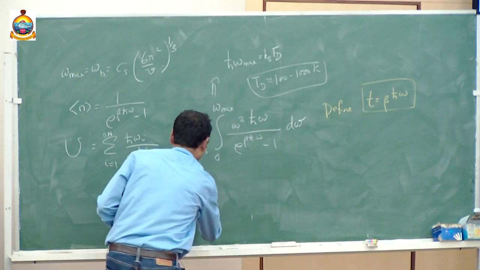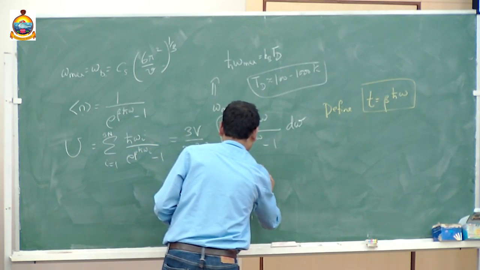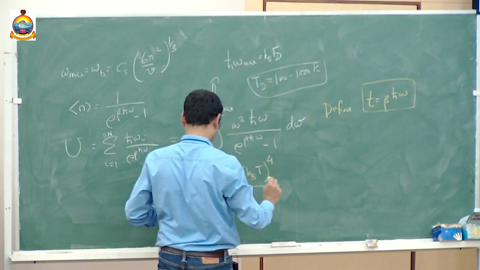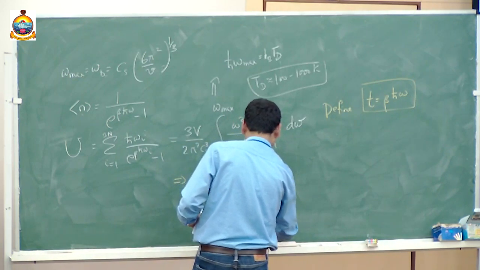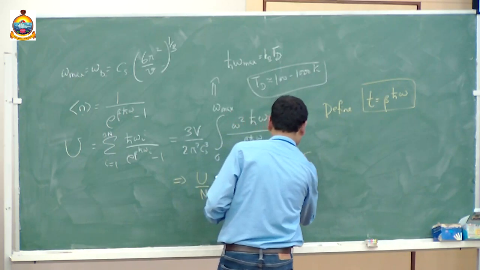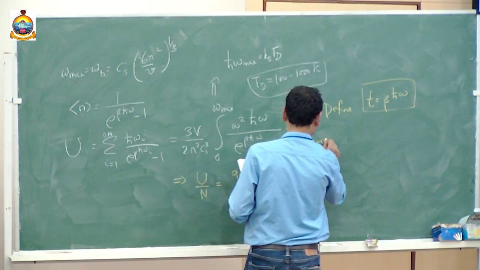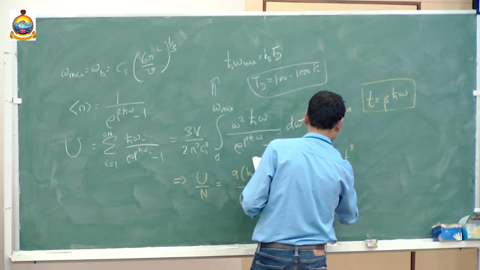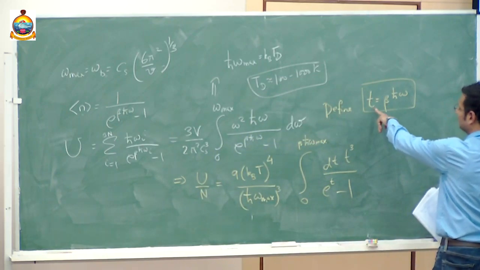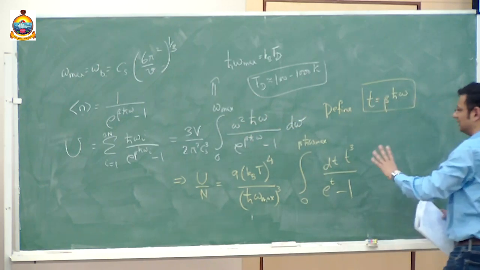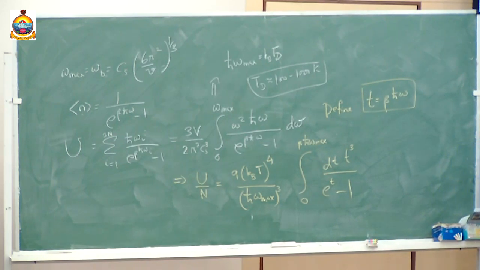I can do that here. And then after you do everything carefully, you should get the following. All I did was use this redefinition and express everything in my integral in terms of this variable. And then you get this. So if you do it carefully, you should get this.